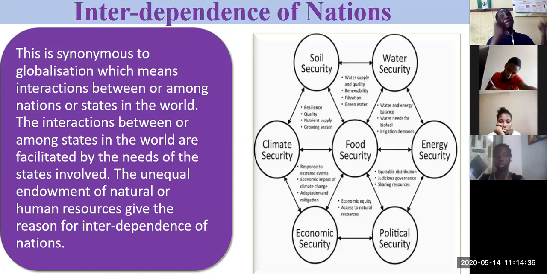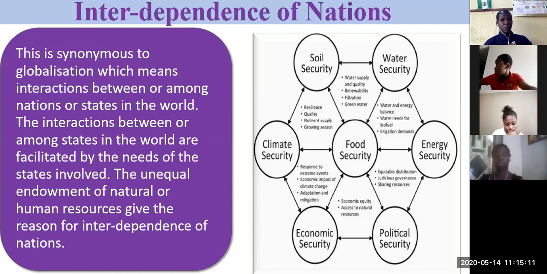So the fact that natural resources, be it technical expertise or other materials that make work go round, are not distributed equally, hence, need for interactions among nations in the world. And this interaction ensures equal distribution of the unequally distributed natural resources by nature.